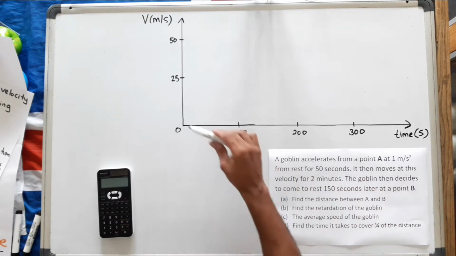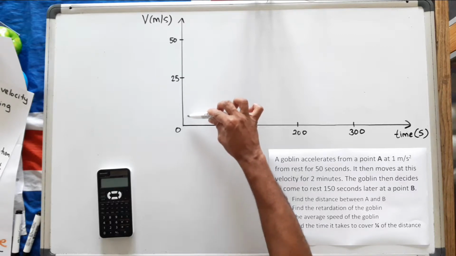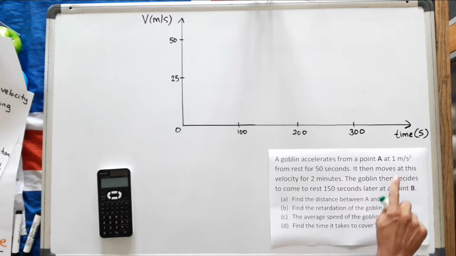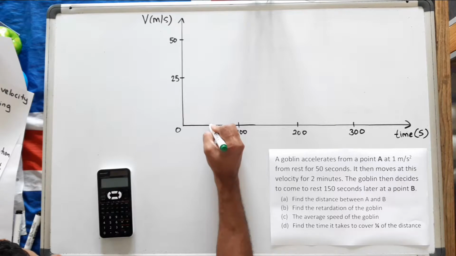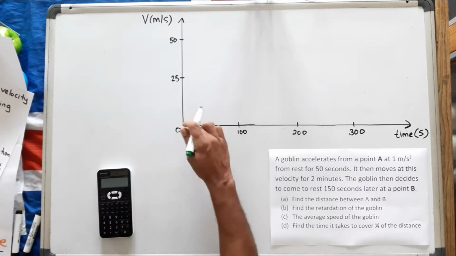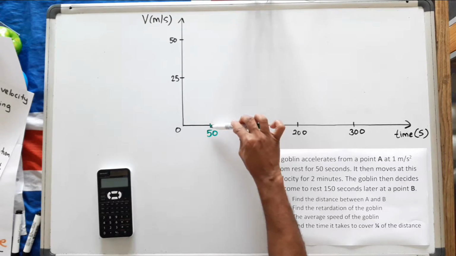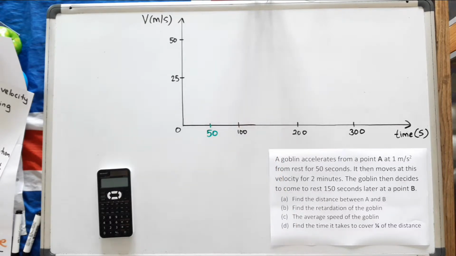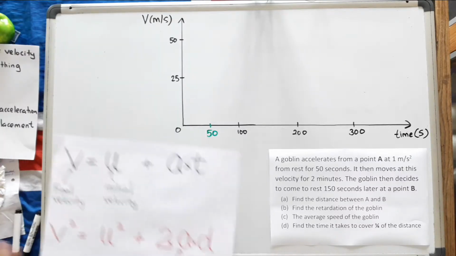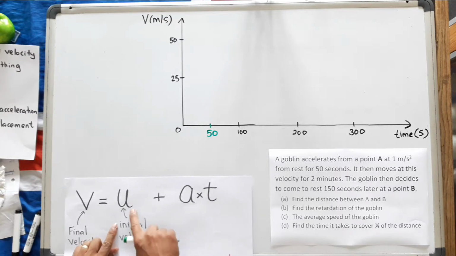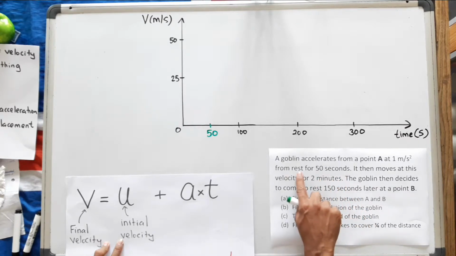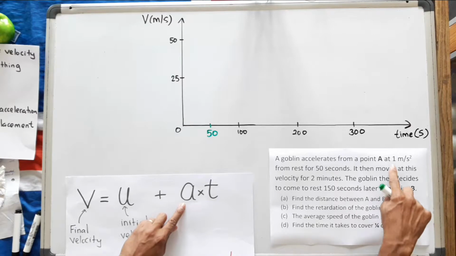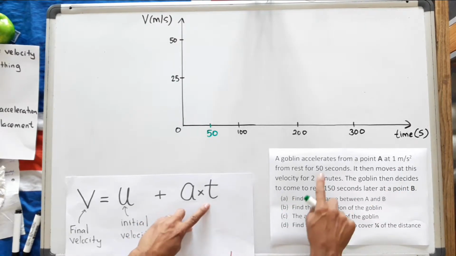Of course, if he accelerates, his velocity is supposed to increase. But this acceleration is applied for only 50 seconds. So 50 seconds will be somewhere here, midway between the 0 and 100. So at 50 seconds, he will have a different velocity. How do we calculate that velocity? Well, let's use the first formula. The initial velocity is 0 because the goblin is starting from rest. And his acceleration is 1. It's given in the question here. And he applies that acceleration for 50 seconds.